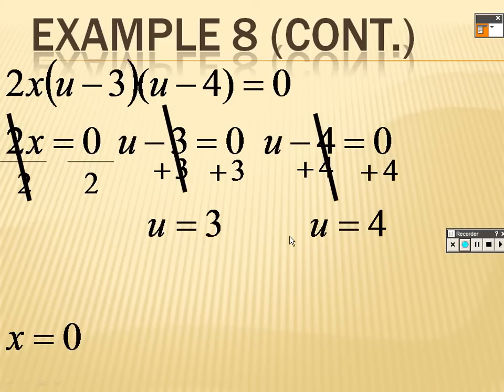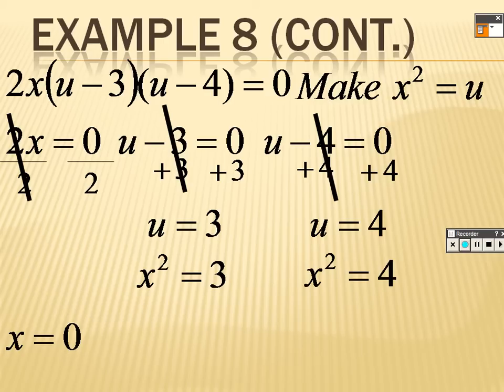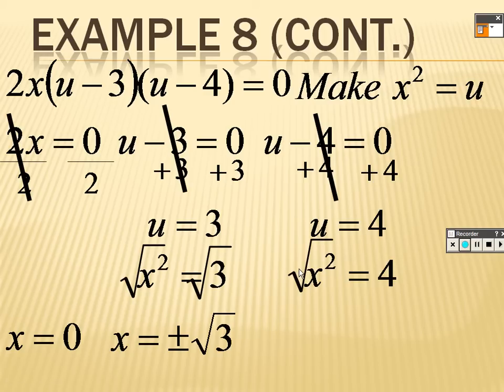But u is not what I'm solving for. I'm solving for x. So everywhere there's a u, I've got to put in an x squared, because if you remember, that's what I said before. Making them x squareds. So I take the square root of each side, so I get x equals plus or minus the square root of 3. Square root of both sides there, and I get x equals plus or minus 2. 1, 2, 3, 4, 5 answers, because remember this was x to the 5th power.